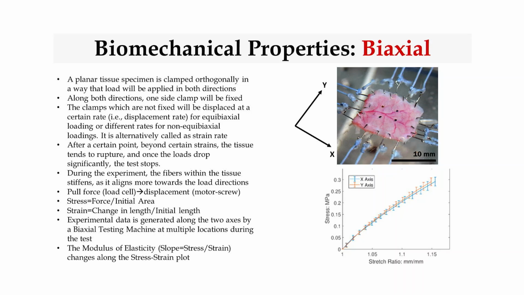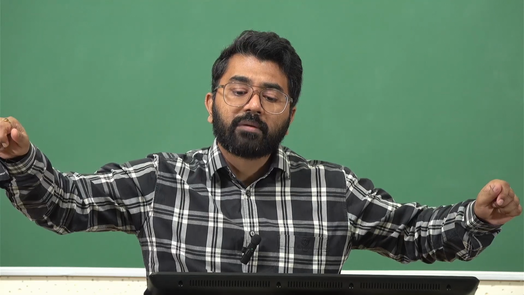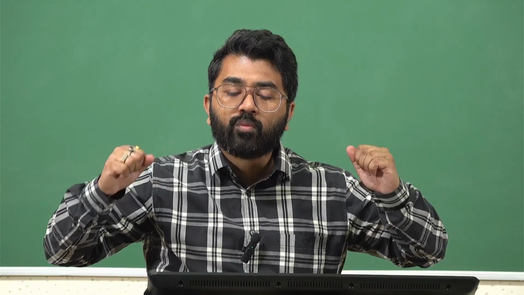The clamps which are not fixed will be displaced at a certain rate, right? What you're seeing here in the figure is this particular soft tissue, most likely from the brain. It is very difficult to clamp with the system, so there are certain hooks which have been placed which are further attached to the clamp. So here you have 4 different arms or 4 different clamp attachments. One clamp in each direction is going to move and one clamp in each direction is going to be fixed. Same will happen in the other direction, right? So this is how a biaxial test is conducted.